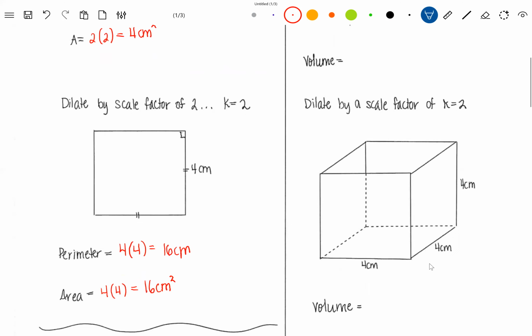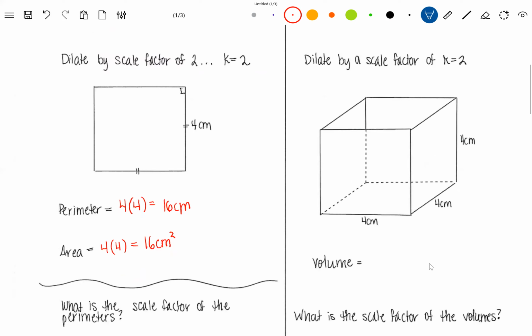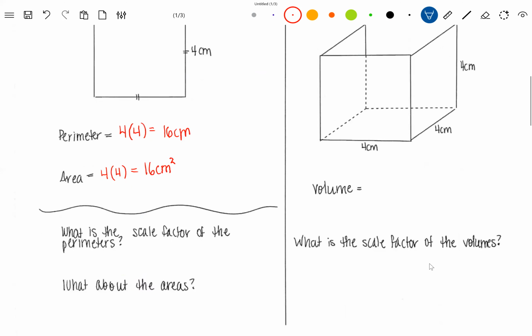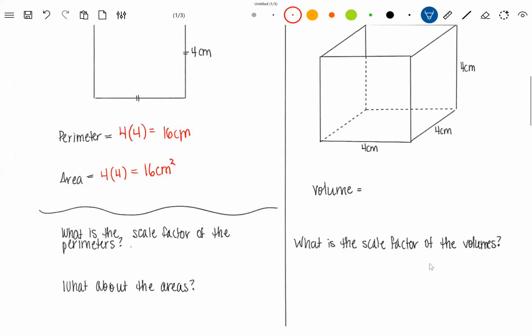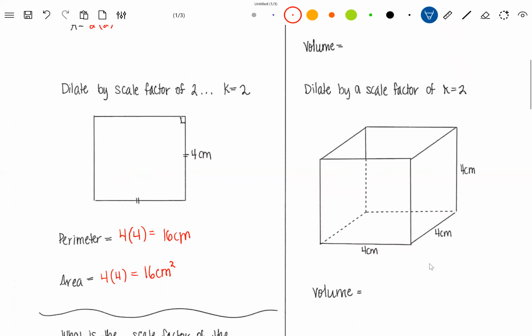Now, we have a scale factor. The scale factor was 2. Let's see what happens between the perimeter and the area. So the scale factor of the perimeters: let's take the bigger perimeter and divide by the smaller perimeter, see what the scale factor is, and it's 2, which is the same as the dilation scale factor.